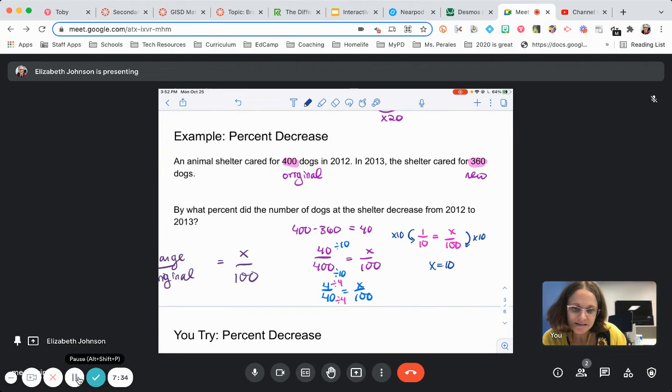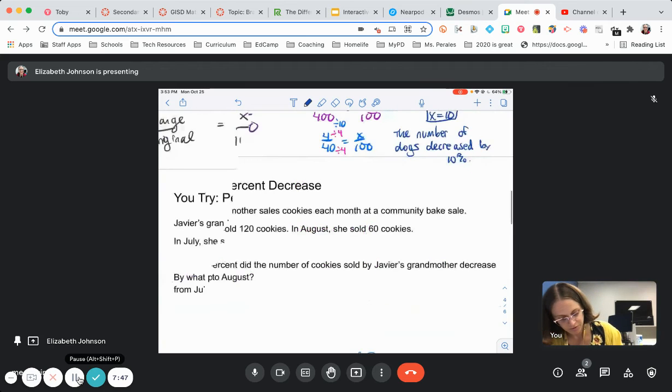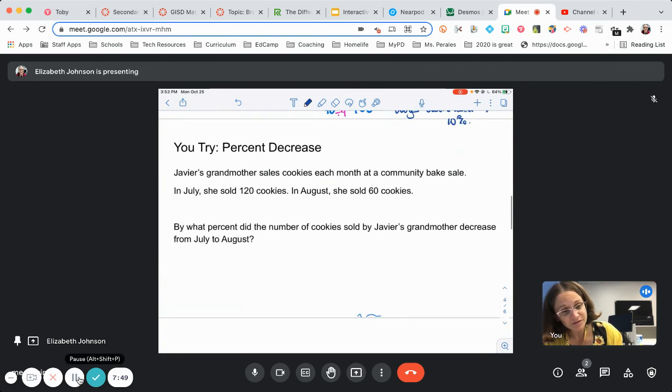What does that tell us? Well, it tells us that the number of dogs at the shelter decreased by 10%. So there we can write it down with a complete sentence. We have 10% less dogs in 2013. Here's one for you to try. And remember, we're going to use that same formula. We're still going to have the change over the original is equal to X over 100, or our percentage over 100. So take a look, hit pause, and hit play when you're ready to talk about it.